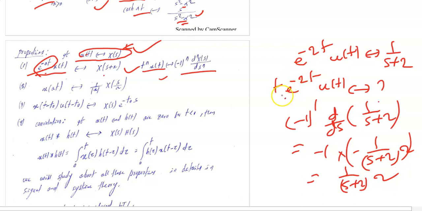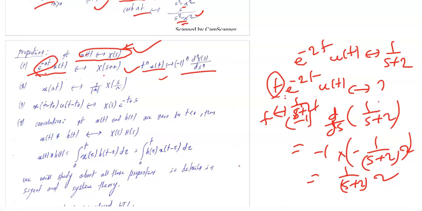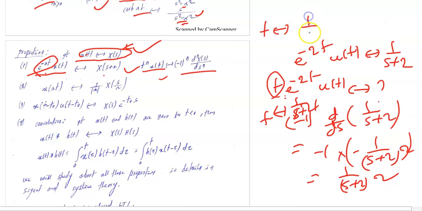Also, this is another way using a property: we have t has the Laplace transform 1 upon s square. When I say t, it means t u of t. I am considering all the transforms as unilateral Laplace transforms, that is, all the signals are multiplied by the unit step function. So when I have t, it has 1 upon s square. With the frequency shifting property, wherever there is s, you add 2, making it s plus 2.